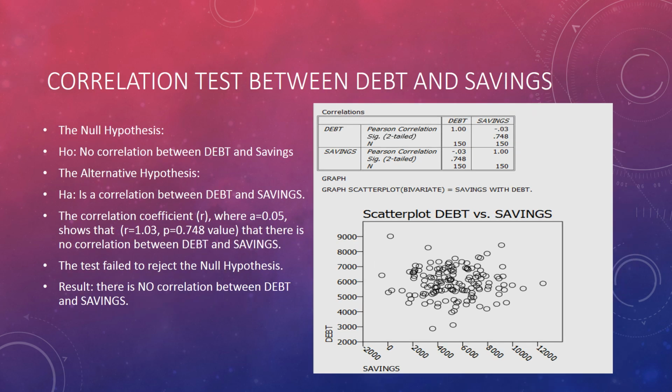The next slide is a correlation between debt and savings. The null hypothesis tells us that there's no correlation between debt and savings. The alternative hypothesis says there is a correlation between debt and savings. The correlation coefficient, where alpha equals 0.05, shows that R equals 1.03 and the P value equals 0.748, and that there is no correlation between debt and savings. The test failed to reject the null hypothesis. The result is there is no correlation between debt and savings.